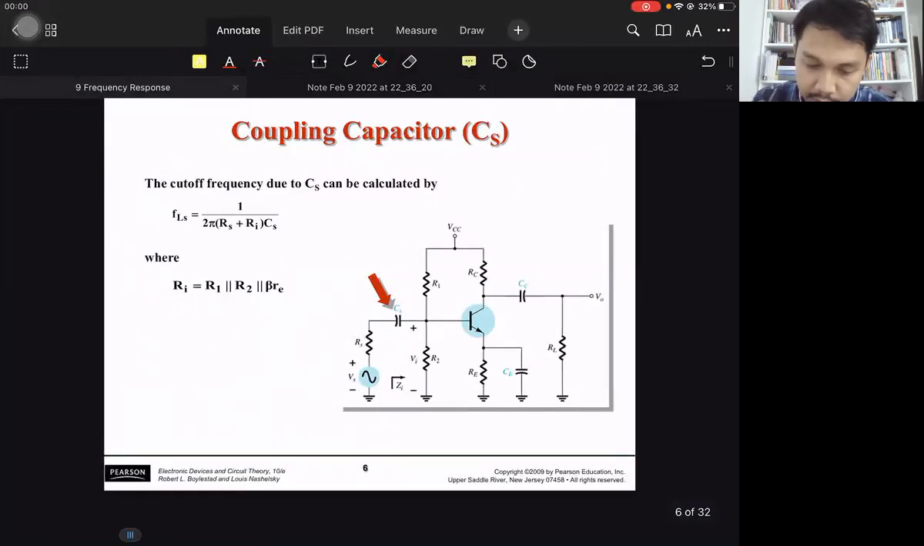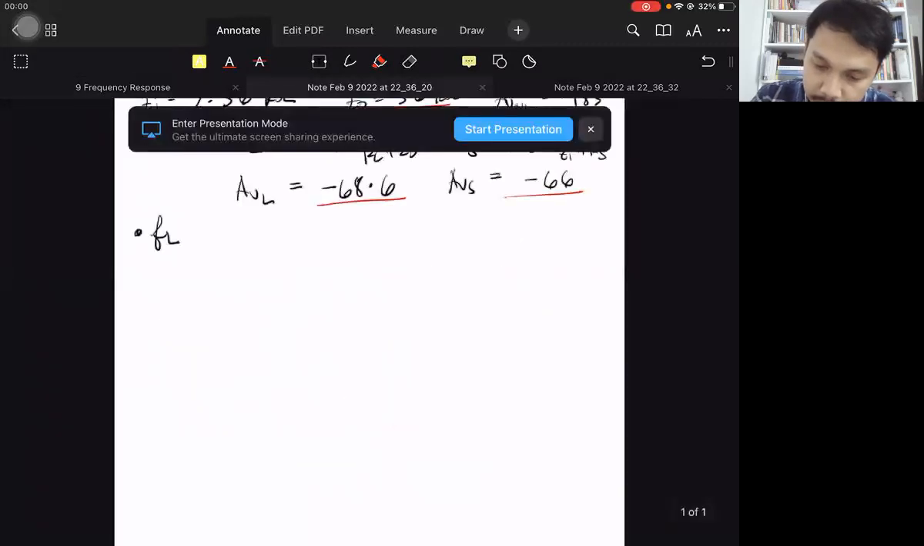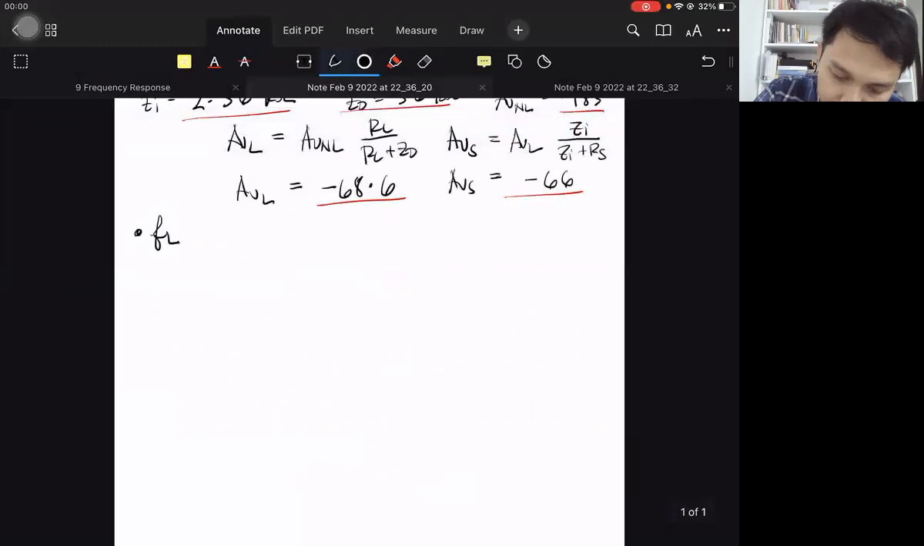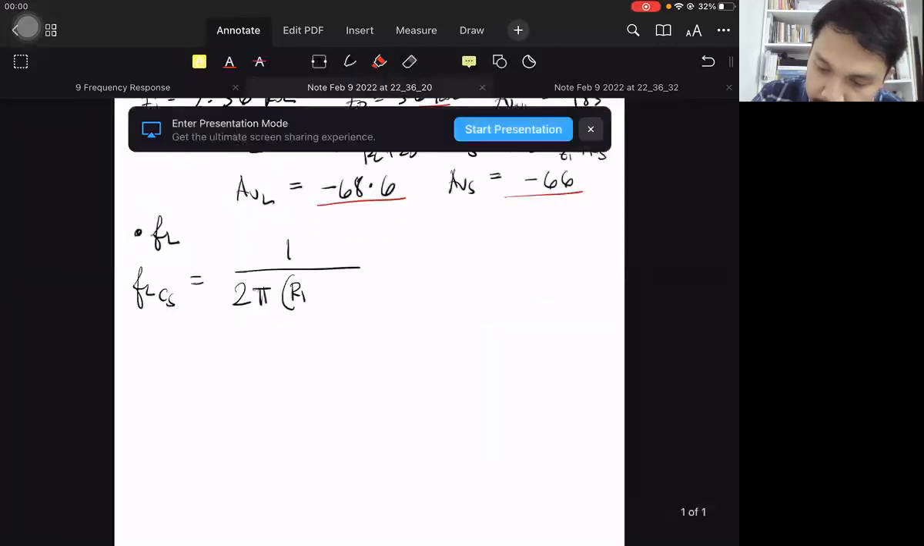So 1 over 2 pi, Rs plus Ri, where Ri is R1, R2, beta Re. That is our Zi, so it is just Zi plus Rs. So now we solve FL due to the source capacitor CS: 1 over 2 pi, Rs plus Zi, CS.